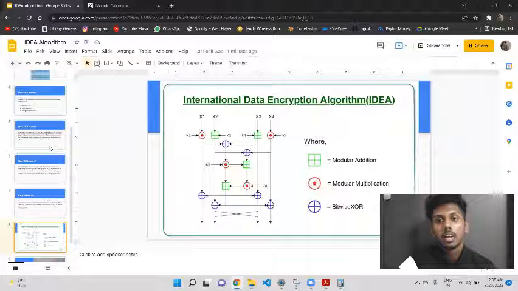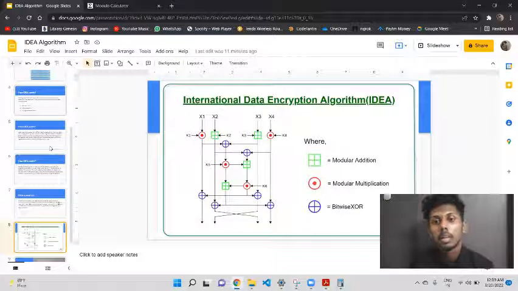This is the image of the IDEA algorithm, where addition modulo, multiplication modulo, and the bitwise XOR are done.